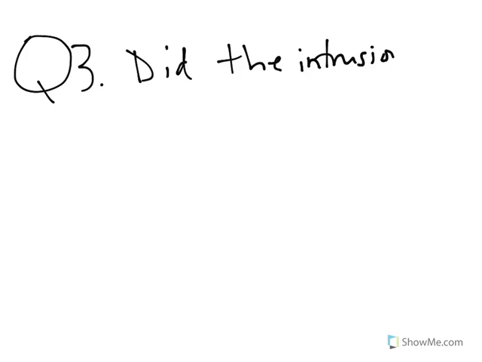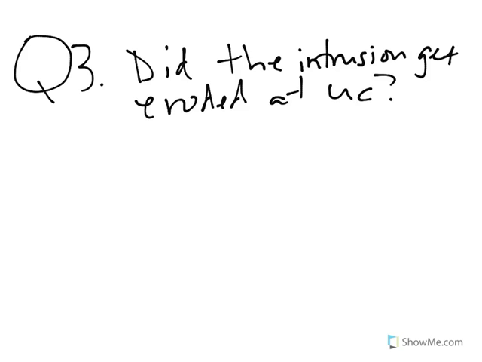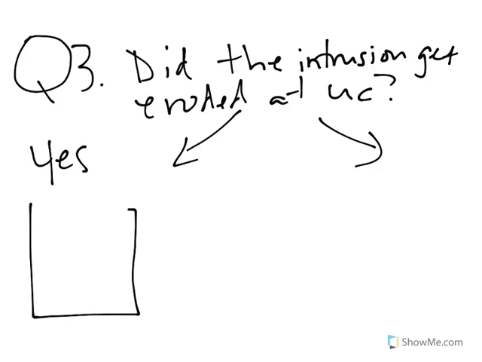Say we say yes. The next question we have to ask ourselves is: did my igneous intrusion get eroded at the unconformity? I'm going to show you what that looks like. We're going to have a yes and we're going to have a no. So let's see what yes looks like. Let me show you how this develops.